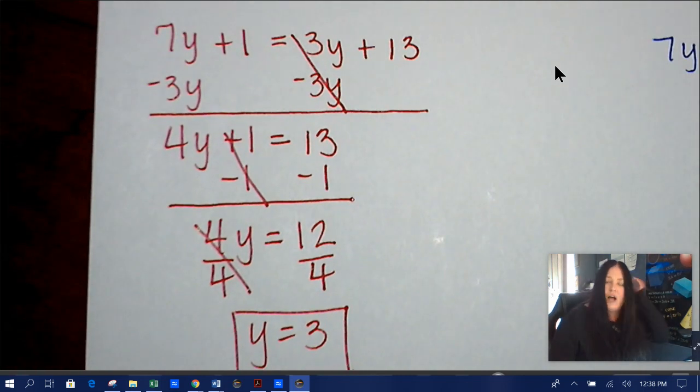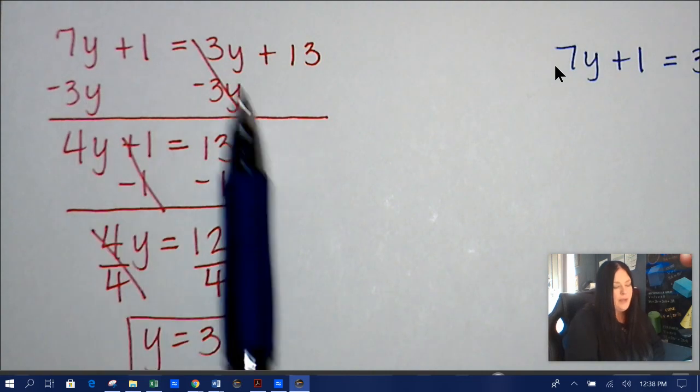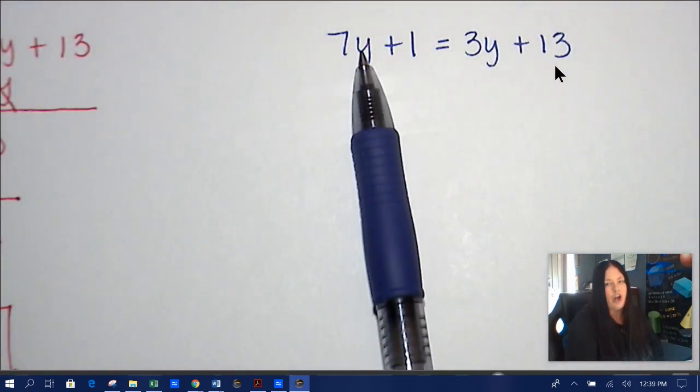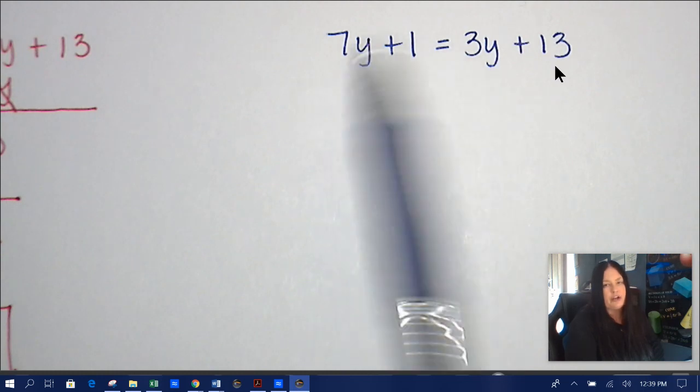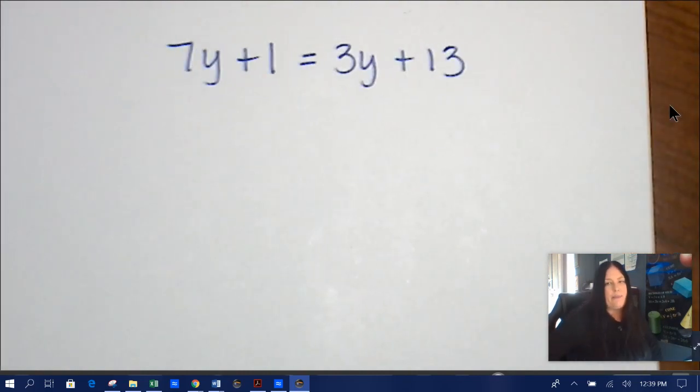So this is solving an equation with a variable on both sides. By canceling the smaller variable first, we keep the problem a little bit easier to solve. Now, let's do it again. But this time, when I go to cancel a letter, I'm not going to cancel the smaller one. This time, I'm going to cancel the larger letter. So which one's bigger, 7y or 3y? 7y is bigger. So I'm going to start by canceling the bigger letter first.